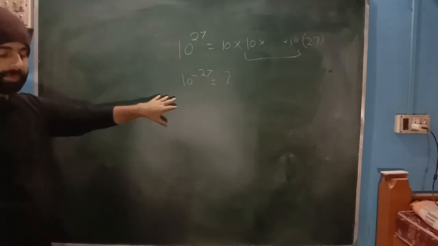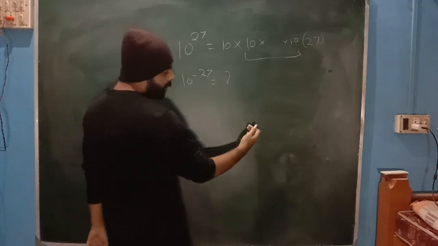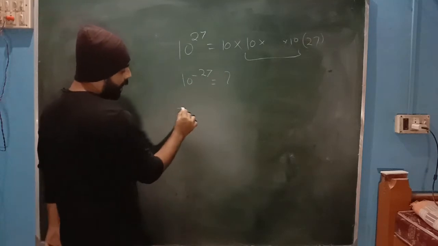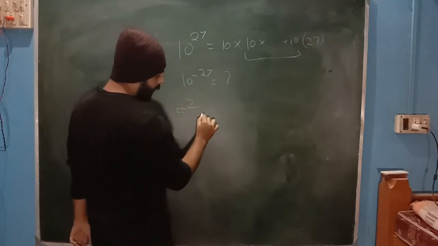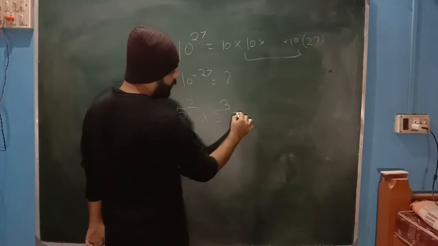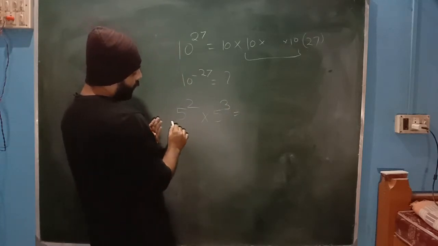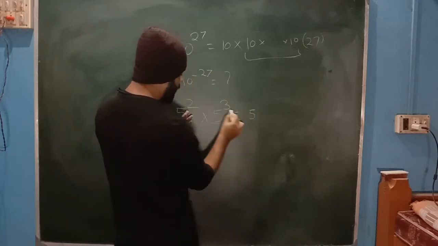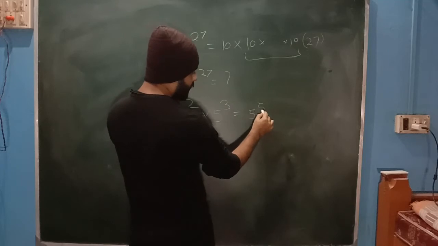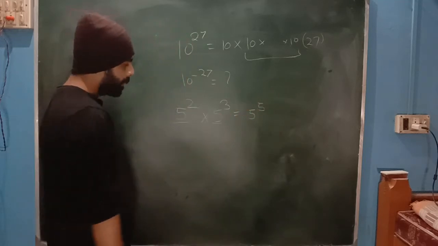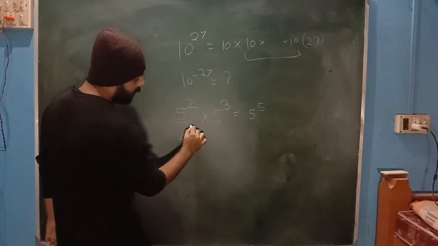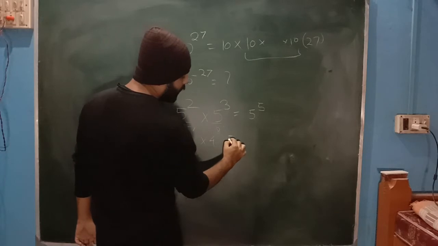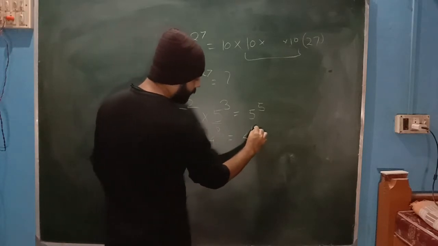When we are multiplying something with something, then the powers add. Like if I multiply 5 square by 5 to the power 3, we look for the base, which is the same here. If the base is the same, then we add the index part, which is 5 to the power 5, 2 plus 3 is 5. Even another example, if we take 4 to the power 7 multiplied by 4 to the power 8, then it will be 4 to the power 15.